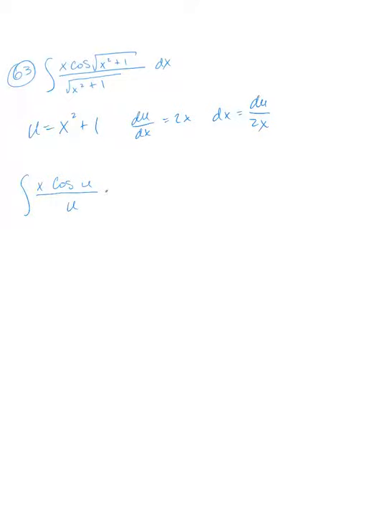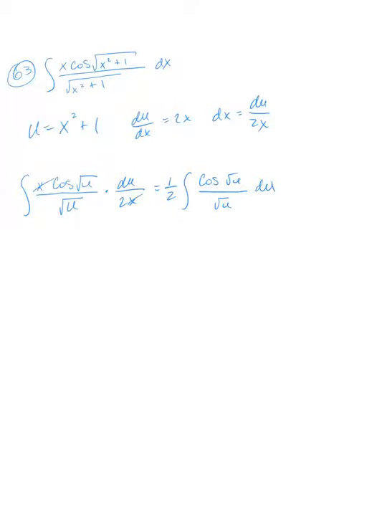Oh, sorry, I left out the square root. The cosine of the square root of u over the square root of u times dx, which is du over 2x. So my x's cancel. I can pull that 2 as a 1/2 out of my integral. So this is 1/2 the integral of the cosine of the square root of u over the square root of u du.